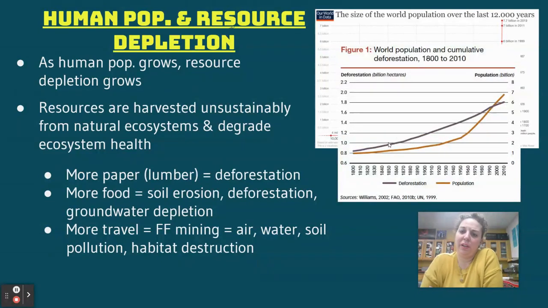So this graph is showing you that there, you can see our purplish line is deforestation, orange is population. So as the population increases, the amount of resources that we're using also increases.